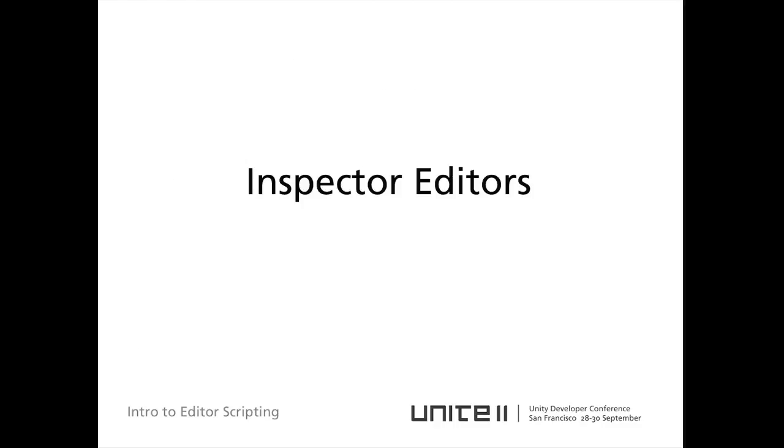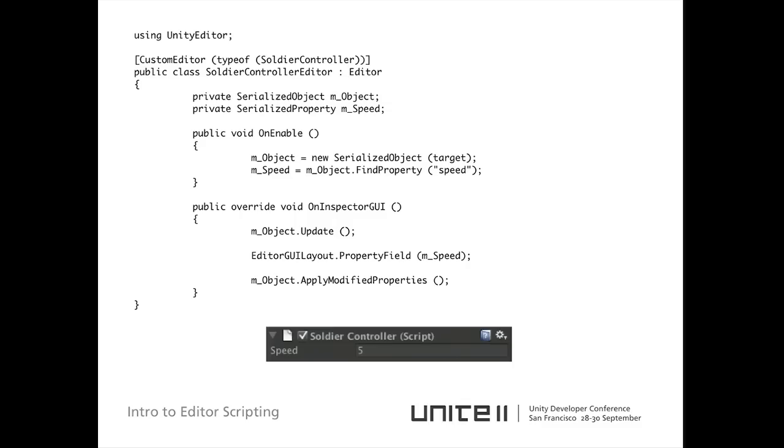So the first thing we're going to quickly cover is we're going to give an overview of a simple inspector editor. So hypothetically, say you have a class called the soldier controller class. This has a speed associated with it, and we wish to write a custom inspector so you can see this speed as you have here, like you can see on the bottom.